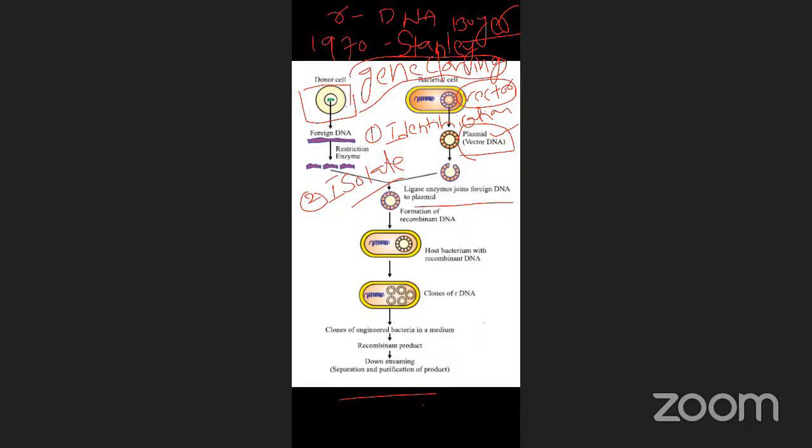In the next step, transfer of rDNA into a competent host bacterial cell. I will explain later, first remember. Next, selection of bacterial cells that have the rDNA. Selection of rDNA bacterial cells.